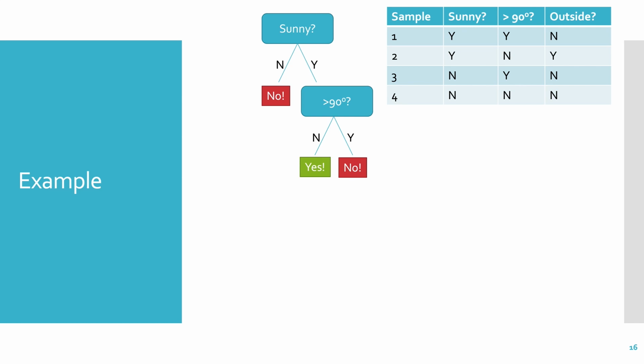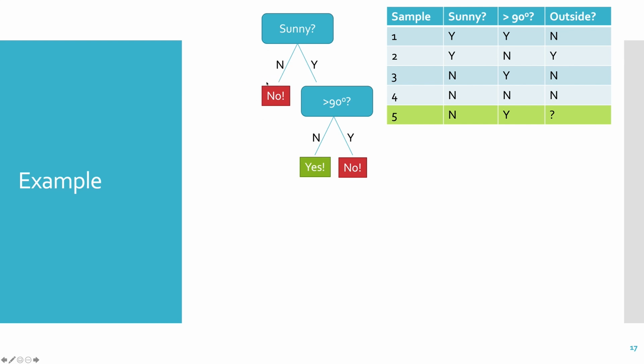can take new samples of data. So on day 5, we take the information for day 5, including whether or not it was sunny and whether or not it was greater than 90 degrees, and then we make a prediction about whether or not we should go outside or whether or not we did go outside. If we take this sample 5 and we see it's not sunny, that means we go to the left immediately and we say no. So it's not sunny, we come down here and we say no.